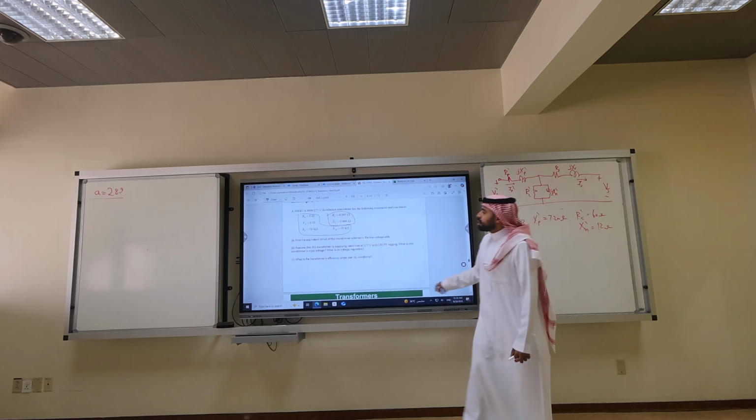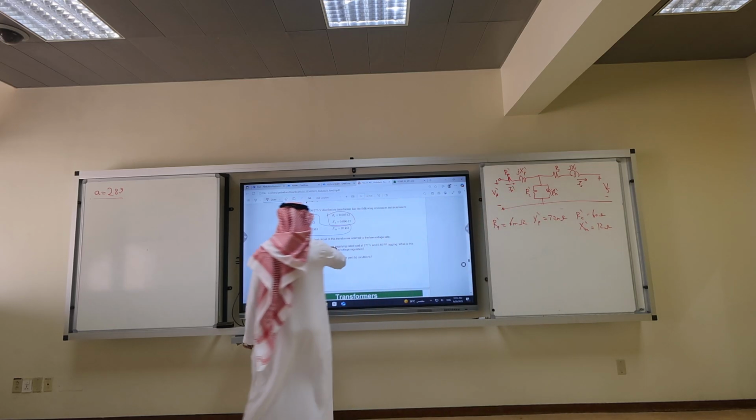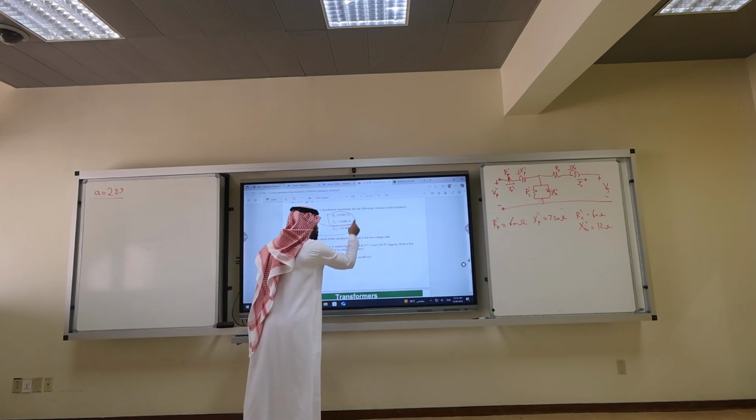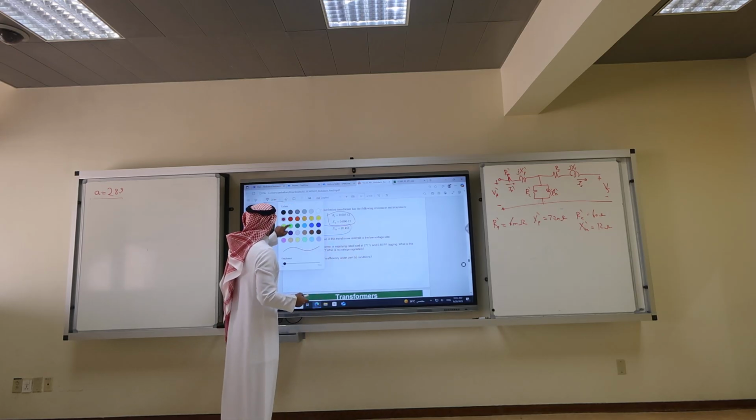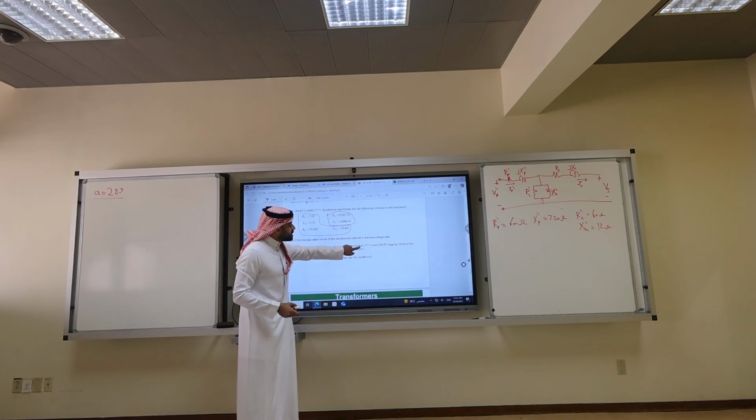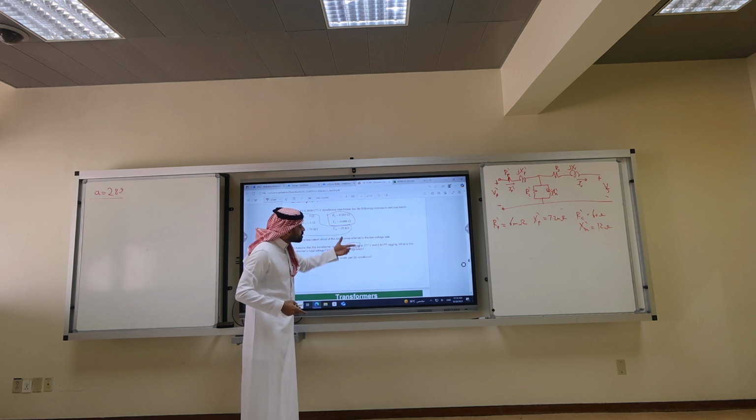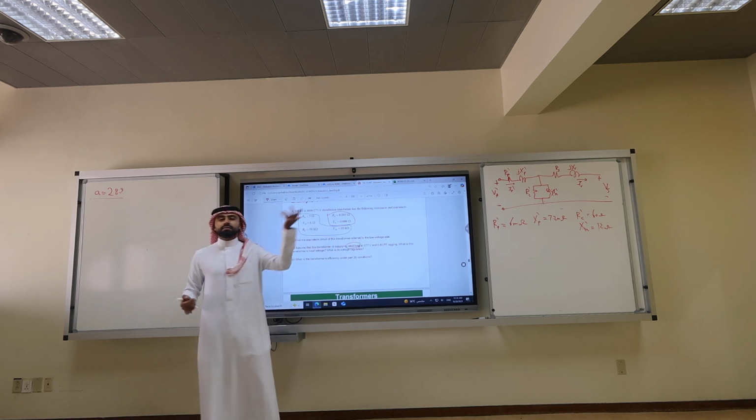Problem B. Assume that this transformer is supplying rated load. Keyword: whenever I see the word rated, I should panic. I should panic. Seriously. Because rated has lots of information baked into it.